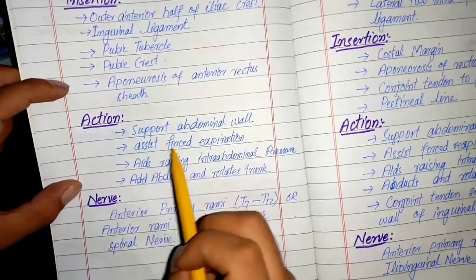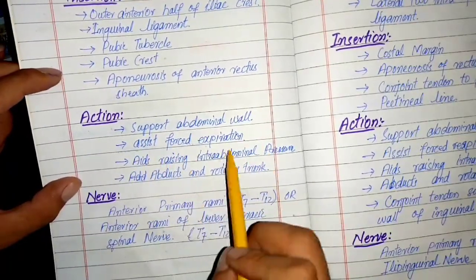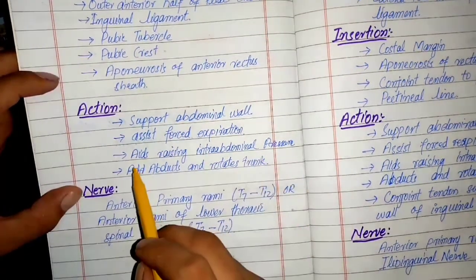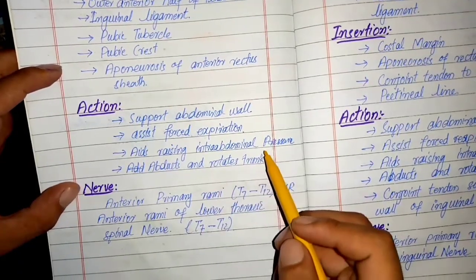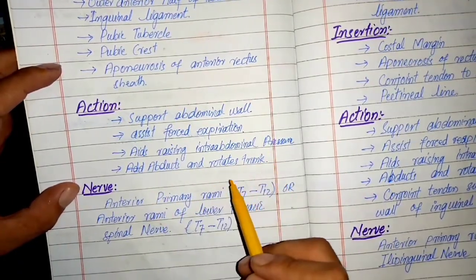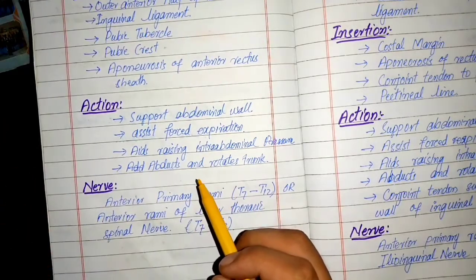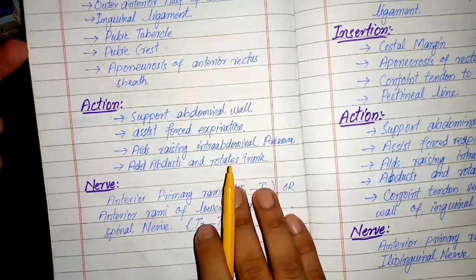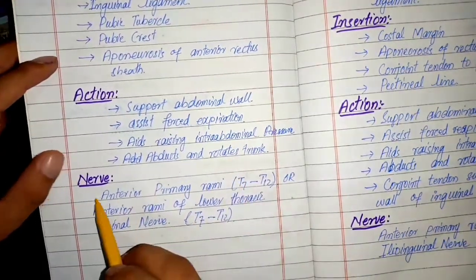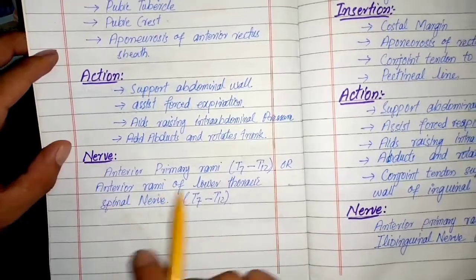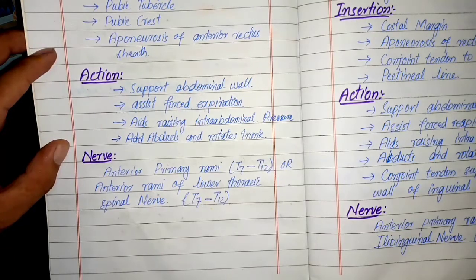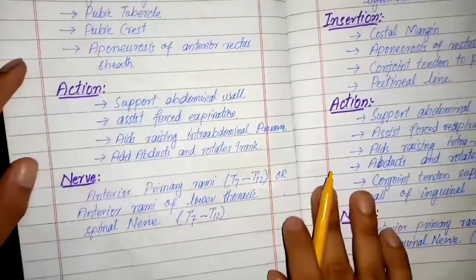And what is its action, meaning what is the function of the external oblique muscle? Its function is to support the abdominal wall and assist forced expiration, meaning when we expire forcefully, this muscle helps in that action. It also aids in raising intra-abdominal pressure, and abducts and rotates the trunk, meaning when we move our trunk away from the midline, these muscles help in that movement. Its nerve supply is the anterior primary rami, from T7 to T12, also called the anterior rami of the lower thoracic spinal nerves, T7 to T12.